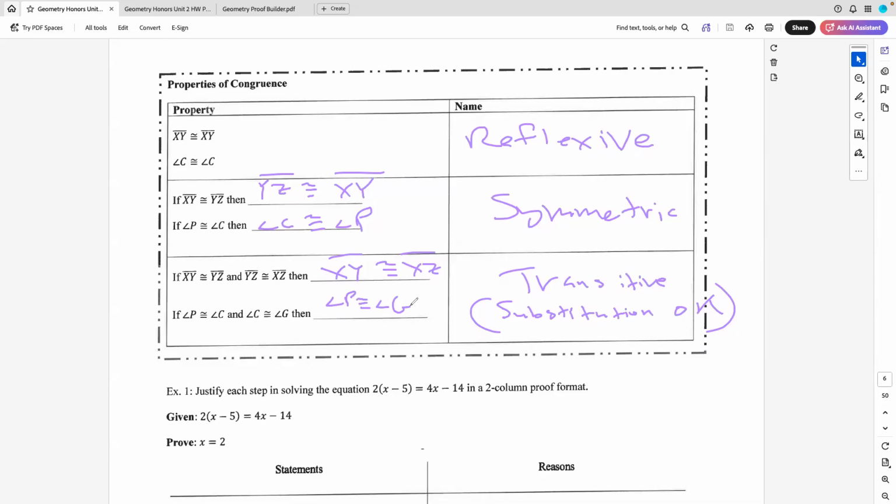Substitution is totally fine because you are substituting. I am replacing YZ here with X1, or replacing angle C with angle B. I totally can do that. Okay, so these are lists of properties.